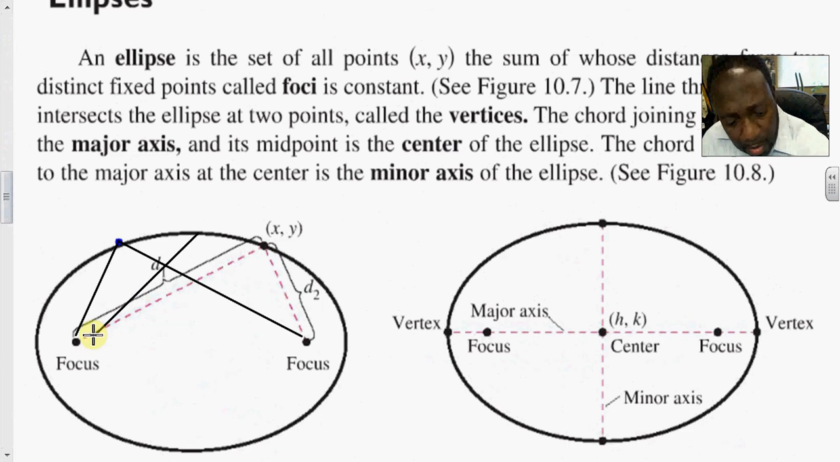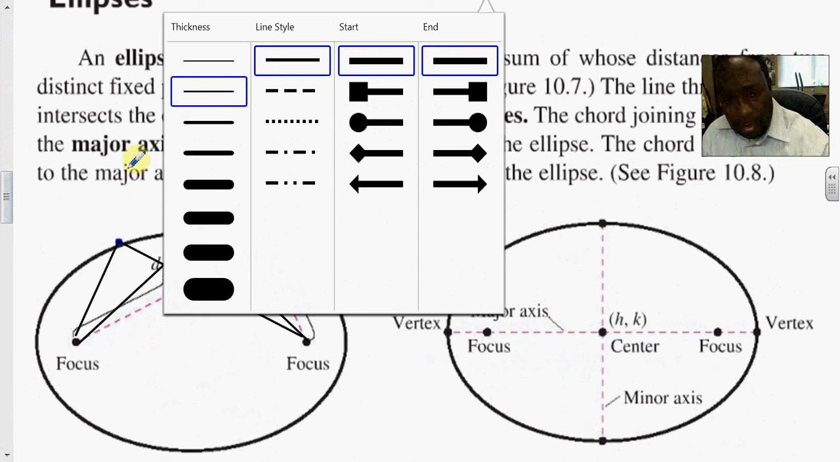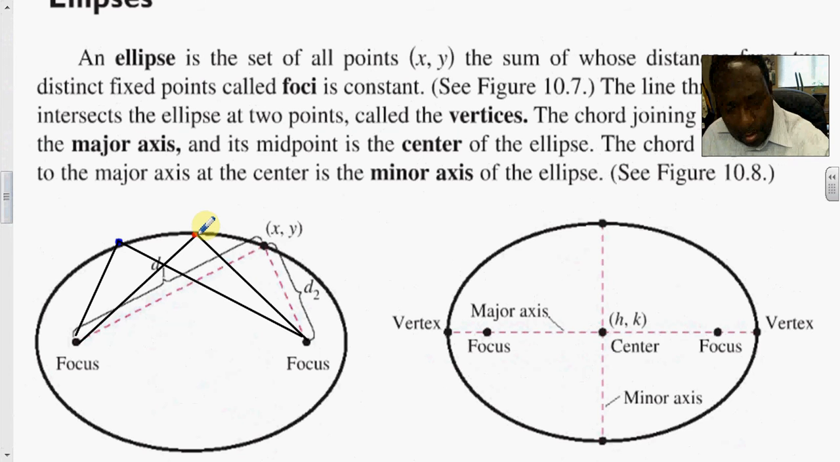If you're here, you take this distance and that distance there, and at this point, those distances added up will be the same as the distances from the other point added up, and the same as D1 plus D2. Hence, we call that an ellipse.